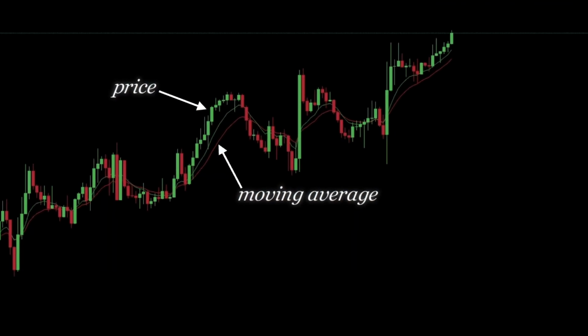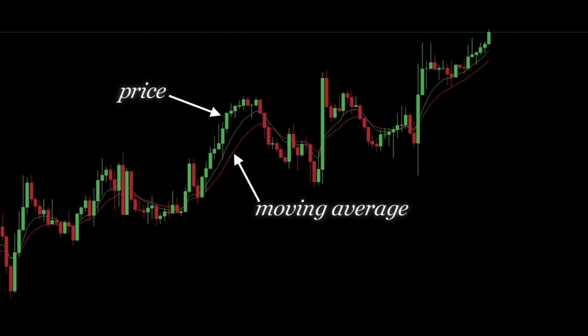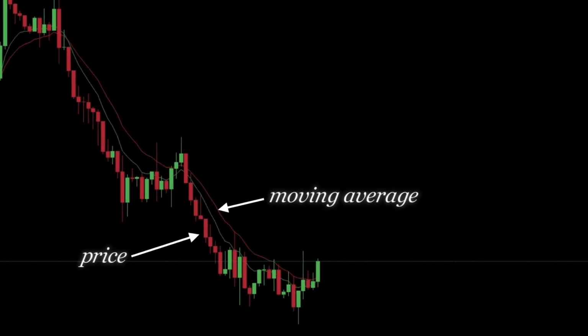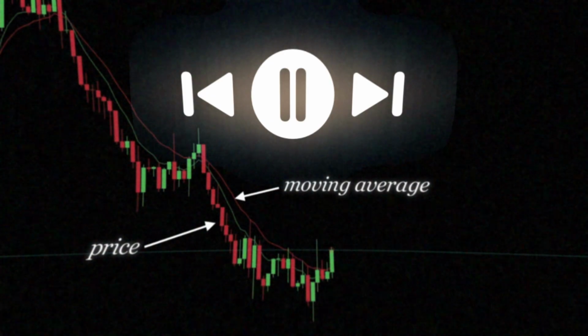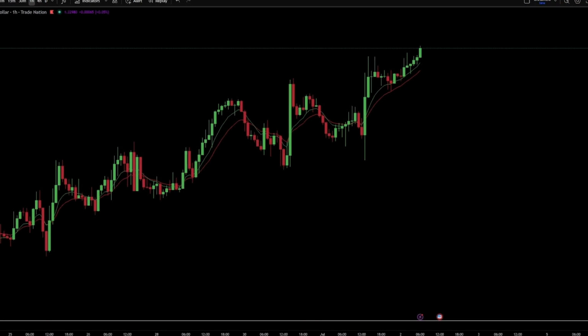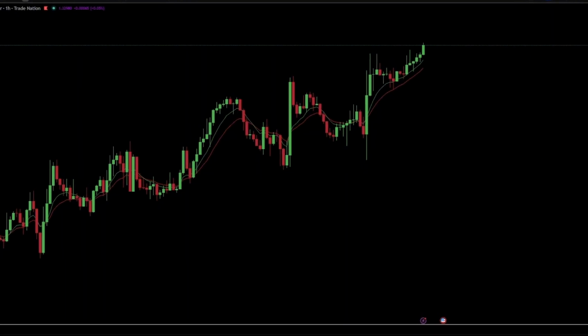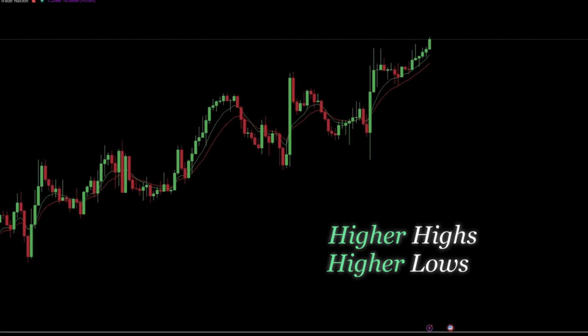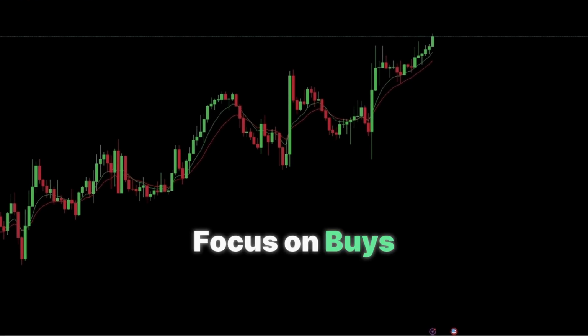When price is consistently above the moving average, buyers generally have control. When price is consistently below it, sellers have control, usually. That's the first thing that a moving average does for you. It helps you to identify trend direction. One of the simplest uses for a moving average is trend filtering. So let's look at the chart. Price is above the moving average. The market is making higher highs and higher lows. So instead of looking for sells, you focus primarily on buys.